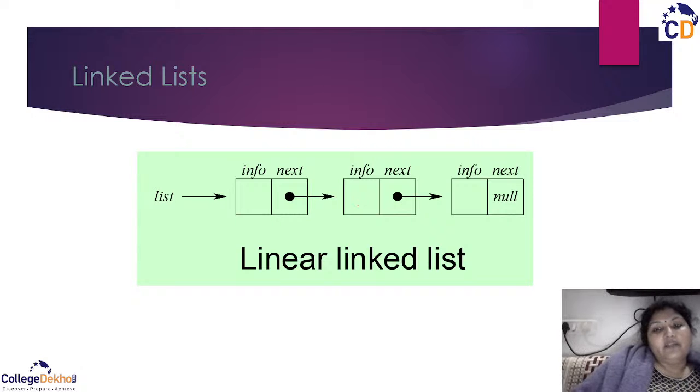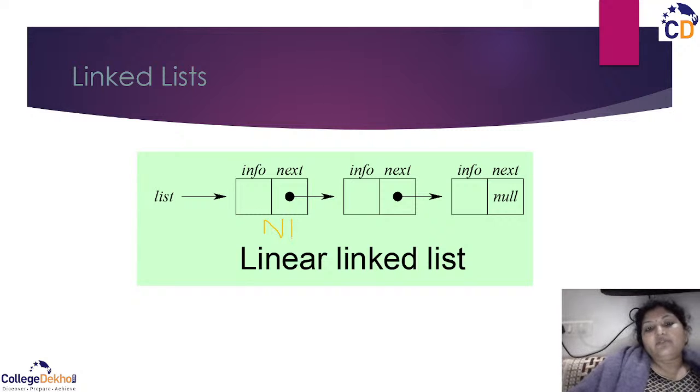The first part is like you are given any list name, and then the info part. Info means the value of that particular first node. This is suppose node 1, right? And this node has two parts. The first is the information or the value. The second is the address of the next node in the list.